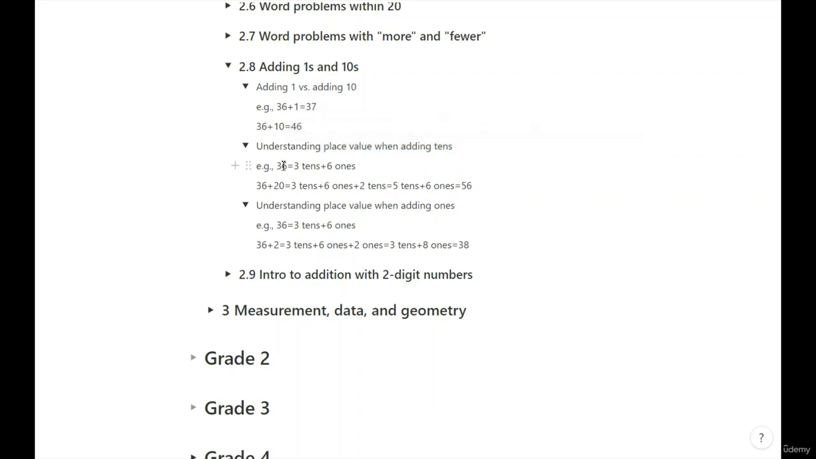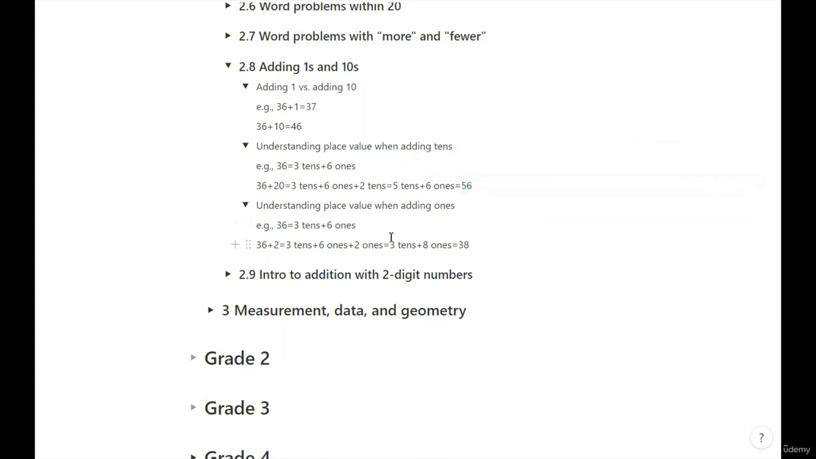For example, 36 has 3 tens and 6 ones. If we add 36 plus 20, it will be 3 tens plus 6 ones, that is 36 plus 2 tens. So finally, we will get 5 tens plus 6 ones, that is 56.